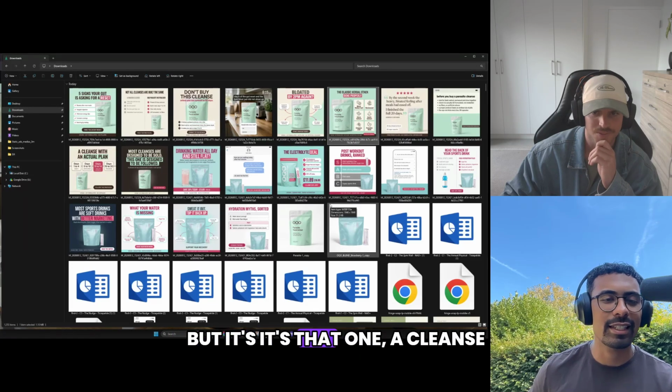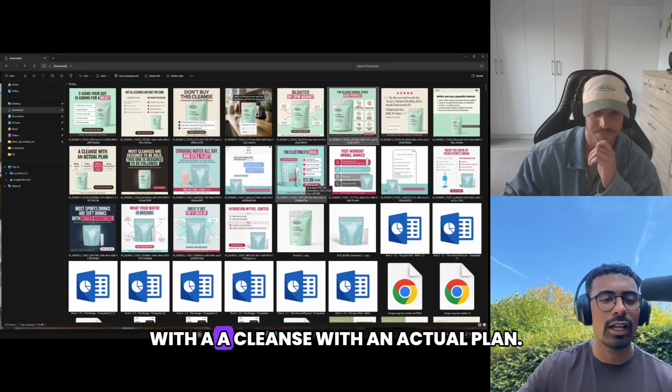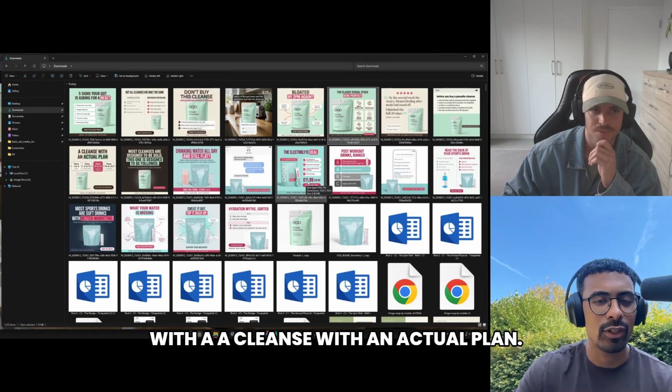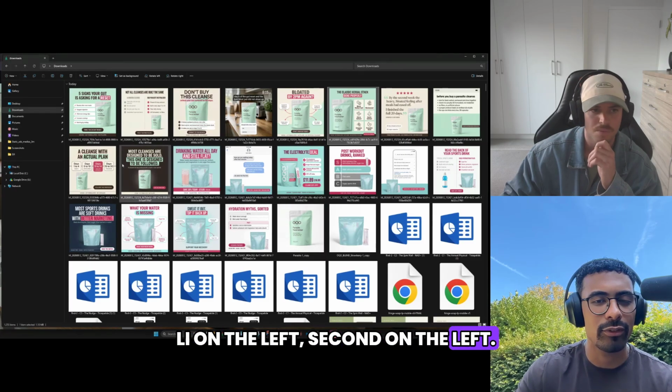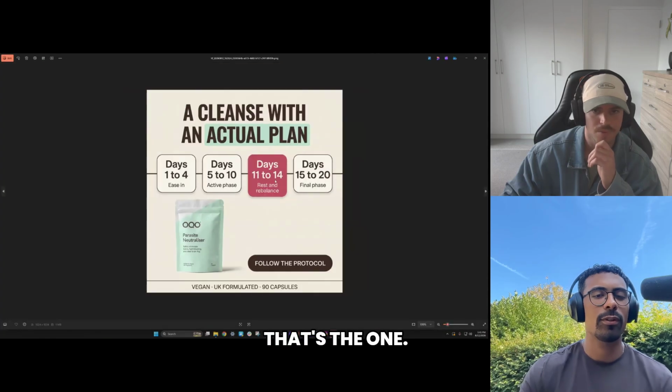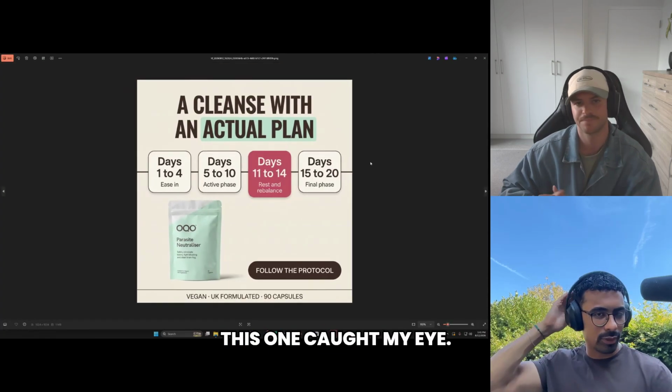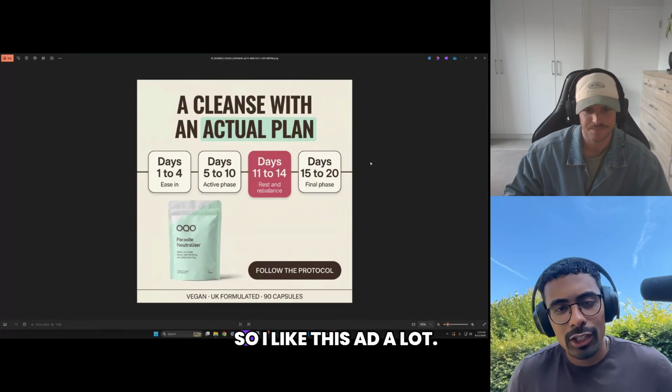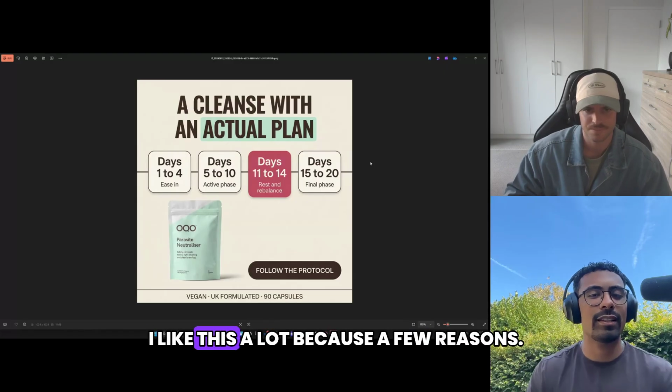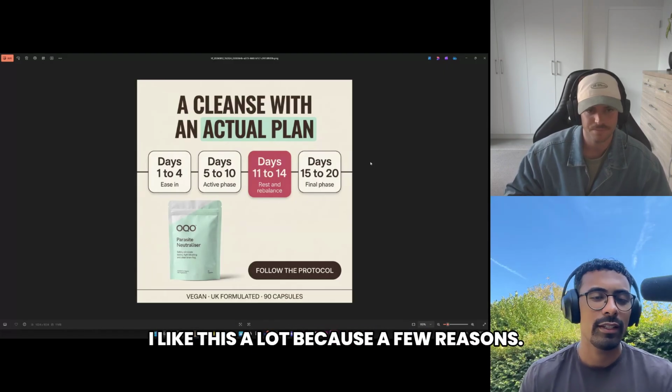It's that one, a cleanse with an actual plan. On the left, second on the left. That's the one. Yeah. Protocol. So this one caught my eye. So I like this ad a lot. I like this a lot because a few reasons.